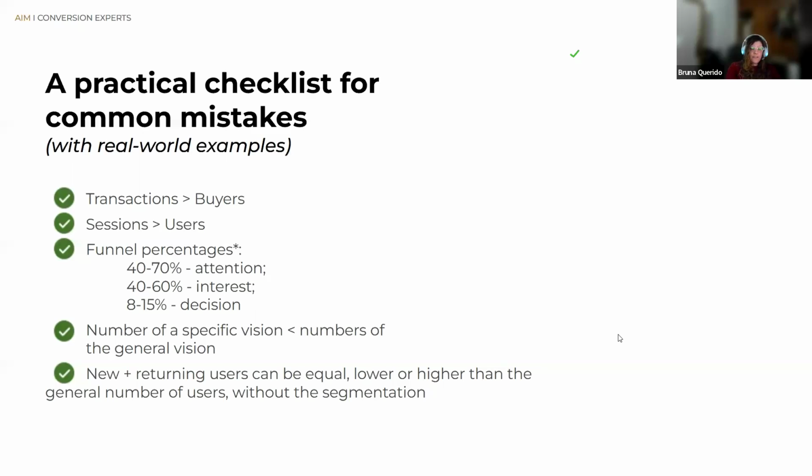And the third, the last one, is that the new and returning users can be equal, lower, or higher than the general number of users without the segmentation. And that occurs because of the way GA4 registers what's a new and a returning user. So it has a specific amount of time that it registers as a returning or a new user. And the same can be applied to other segmentations like payment type and product type.